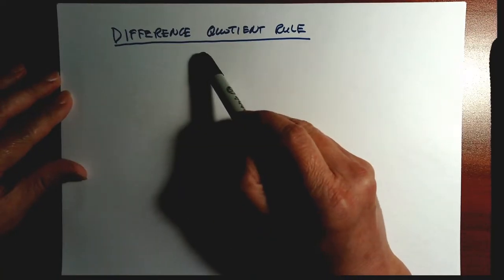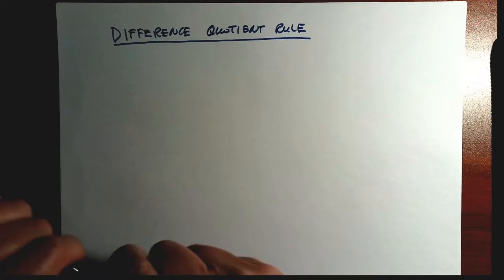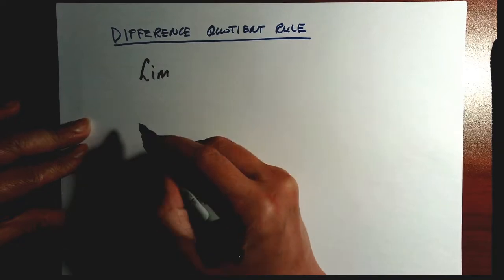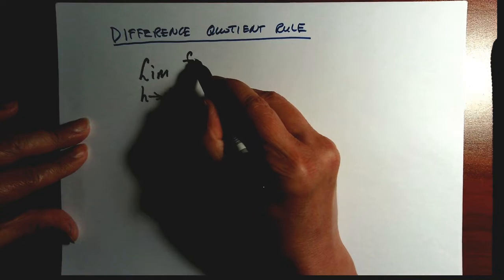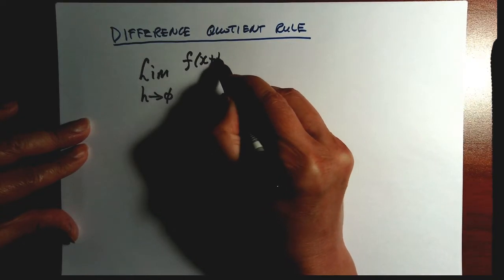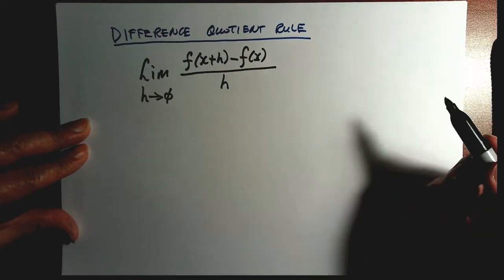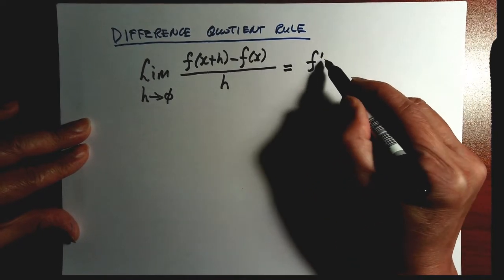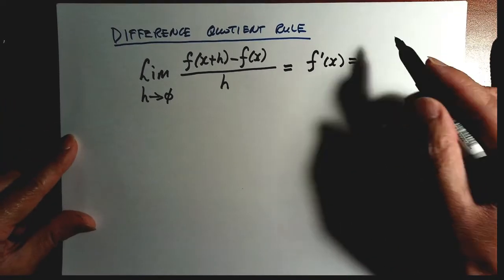The difference quotient rule is a rule used to find the derivative of a function. This is the rule: the limit as h approaches 0 of f(x plus h) minus f(x) over h. And the rule says that this expression is equal to the derivative of f(x).